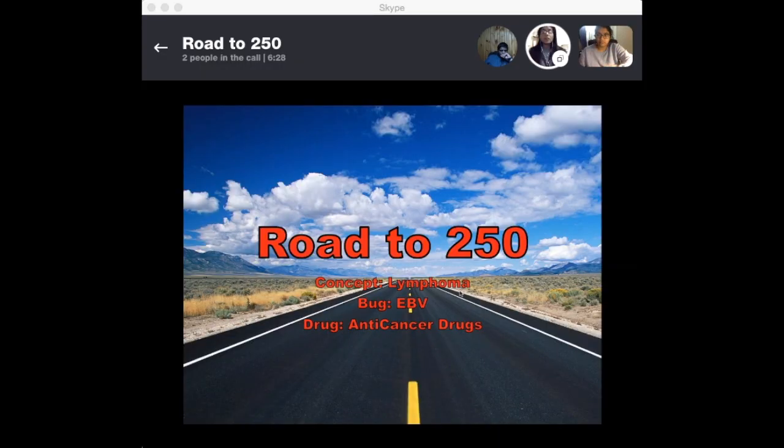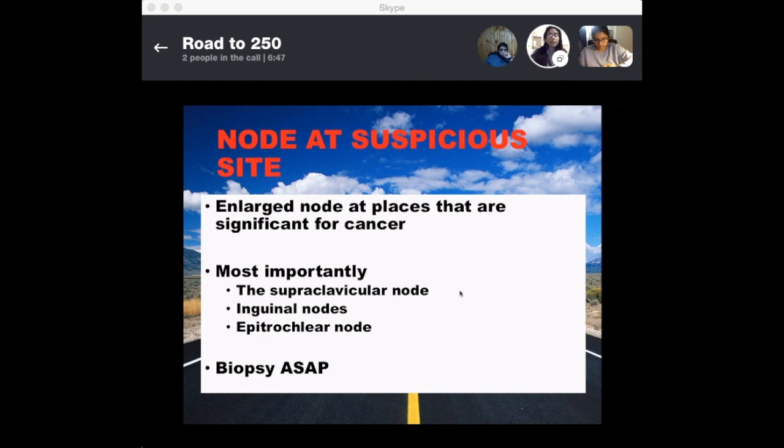Okay, so today on Road to 250, I'm going to talk about lymphomas, EBV as our bug, and then an overview of anti-cancer drugs in terms of their category and how to categorize them and make associations in that sense. So to start off with, lymphomas.